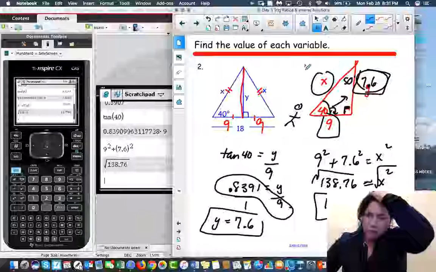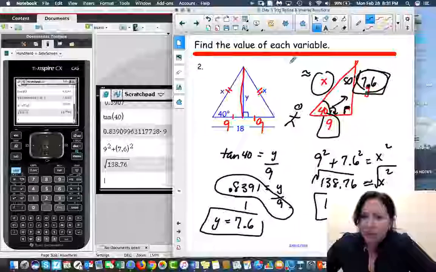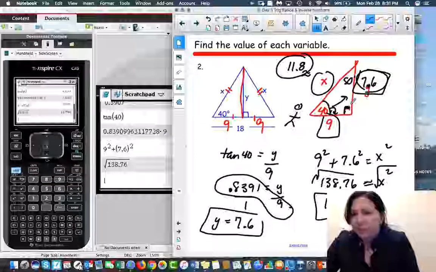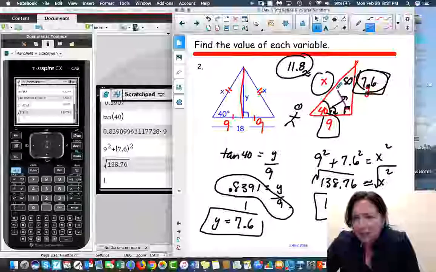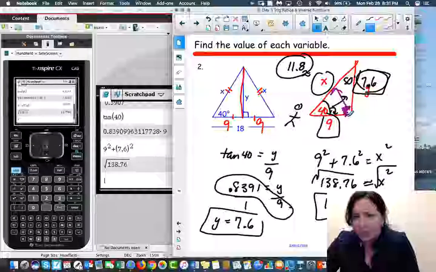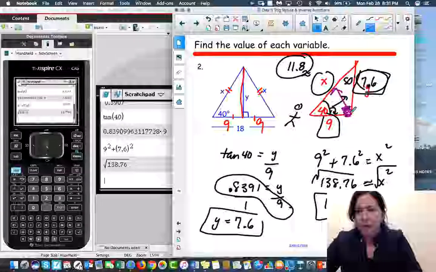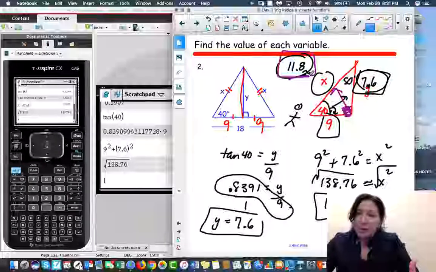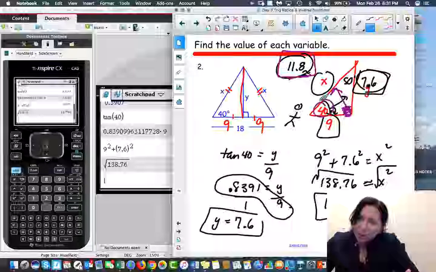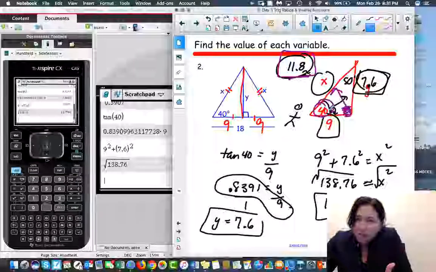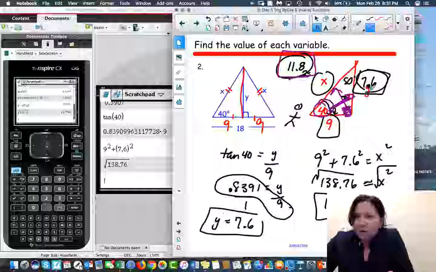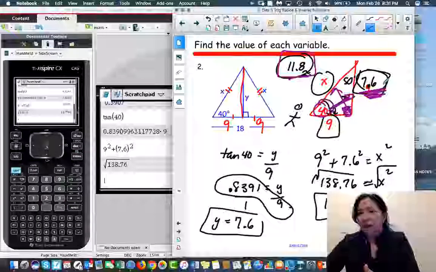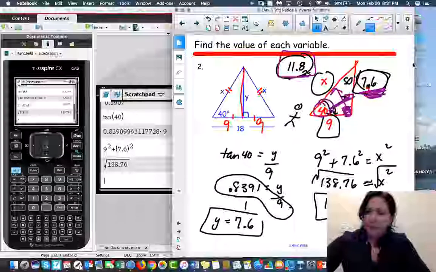And look at your answer and ask yourself, does this make sense? Is that the biggest side? Because remember, the biggest side has to be opposite the biggest angle. The biggest angle is my right angle, so therefore this has to be the largest side. My smallest angle is 40 degrees, which means 7.6 is my smallest side, because the smallest side is opposite the smallest angle.